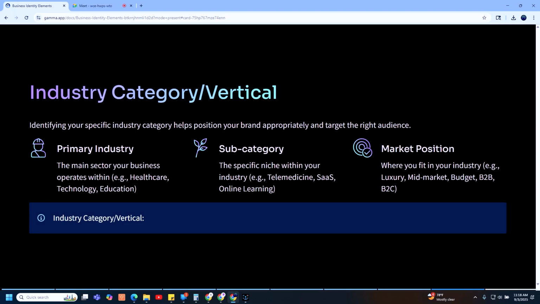Industry category and vertical, right? Very important. Identifying your specific industry category helps position your brand appropriately and target the right audience. So primary industry, subcategory, and market position, right? So first of all, primary industry, the main sector your business operates within. Is that healthcare? Is that technology? Is that education? Is that hospitality? Then subcategory, the specific niche within your industry: telemedicine, SaaS, online learning. And market position, where you fit in your industry: luxury, mid-market, budget, B2B, B2C.